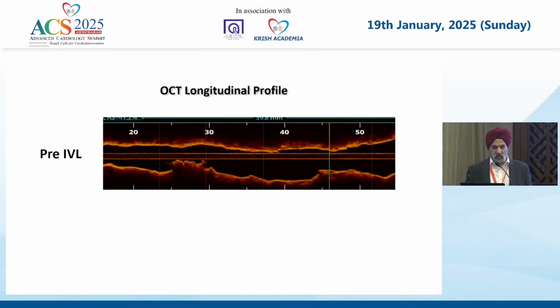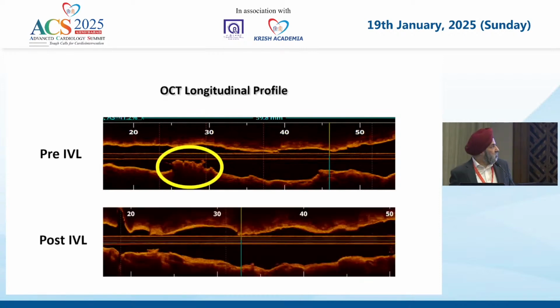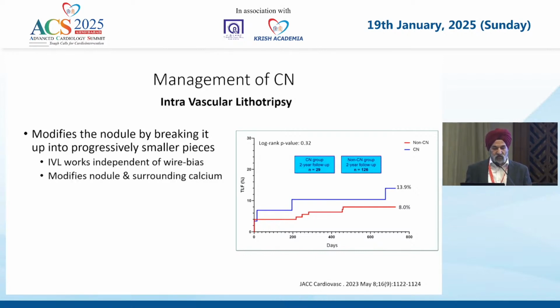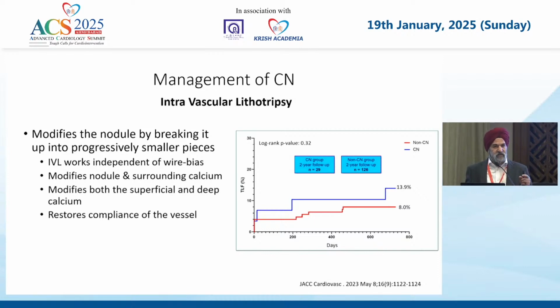Well, longitudinal profile of the OCT, jutting nodule, and the nodule has been flattened post IVL. Now, how does intravascular lithotripsy work in a calcific milieu? Well, the advantage of IVL is that it works independent of wire bias. It modifies the nodule as well as the surrounding calcium, which is very, very important. It modifies both the superficial and deep calcium, and it restores the vessel compliance, which is what leads to stent expansion.